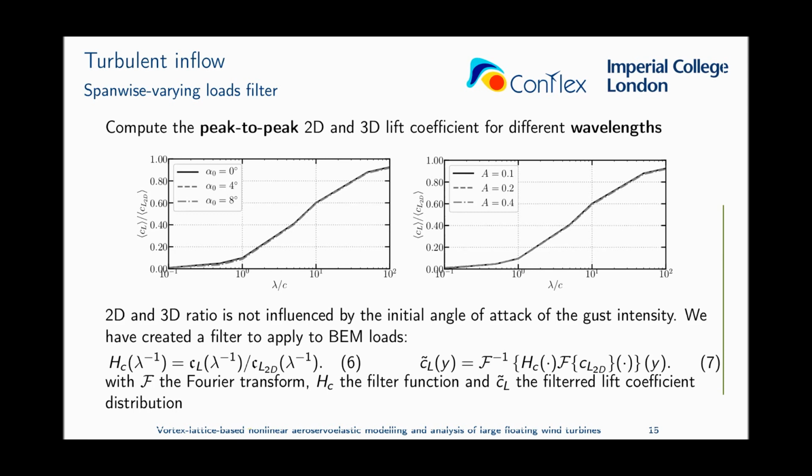So we created a filter with this function, which we call HC, and we use it to filter the two-dimensional estimation of lift that BEM does. We filter it with this filter such that we put the three-dimensional effects on that lift distribution.